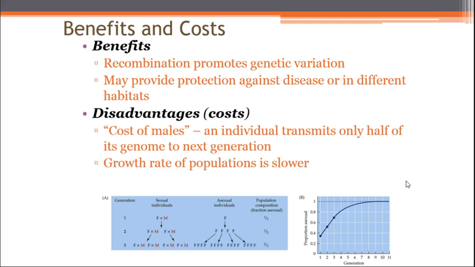The double cost of females is that she's only giving half, right? The typical cost of males, but she's also sacrificing fitness for the health of the offspring, okay? And so all of this adds up to a growth rate of populations that's slower, right? You have to find mates, you have to actually mate, the offspring have to grow, right? Then those offspring also have to find mates, and then they have to grow up to sexual maturity, and so on, okay? And so that's the disadvantage there.